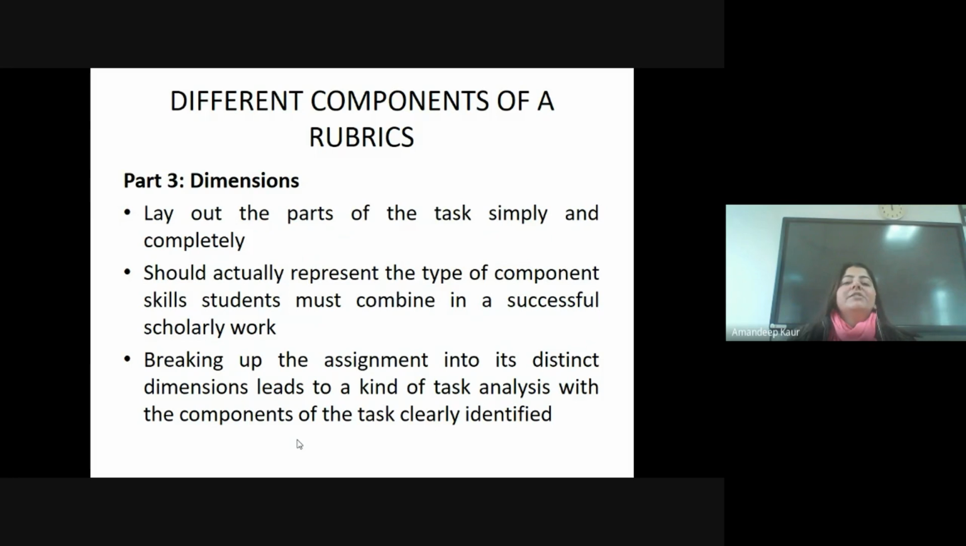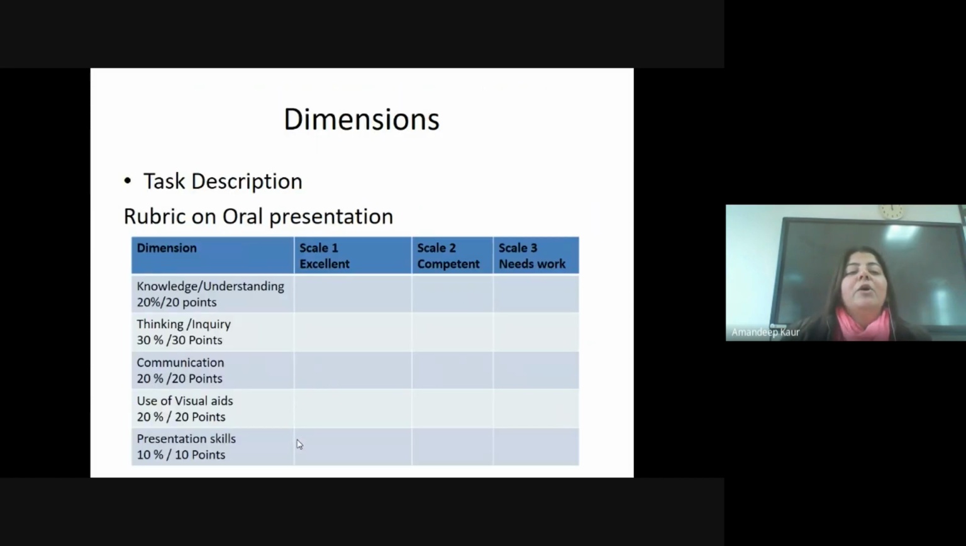The optimum size of the dimension needs to be 4 to 5. If there are more dimensions classified by the teacher, it is difficult for the teacher to evaluate the students at later stages. So all that also needs to be thought about by the teacher.